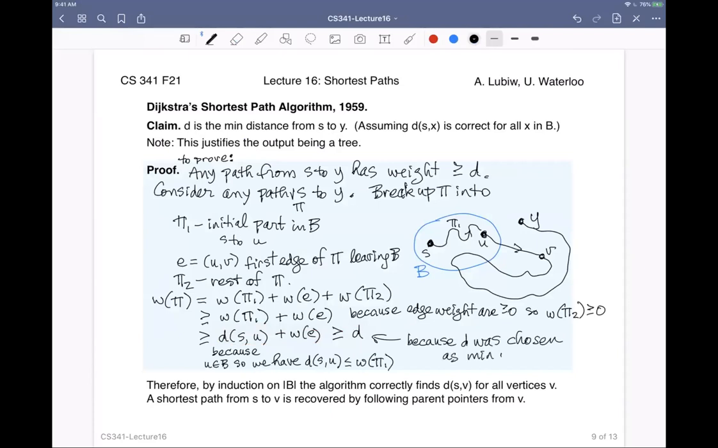Okay. And what this means, therefore, once we've proved this claim, this is the end of the proof of the claim, is that by induction on the size of my set B, this algorithm will correctly find the minimum distance from our given start vertex S to every other vertex V. And yeah, so this gives us the length of a shortest path. If I actually want to find the path, then I'm going to follow my parent pointers backwards from V until I get back to S.